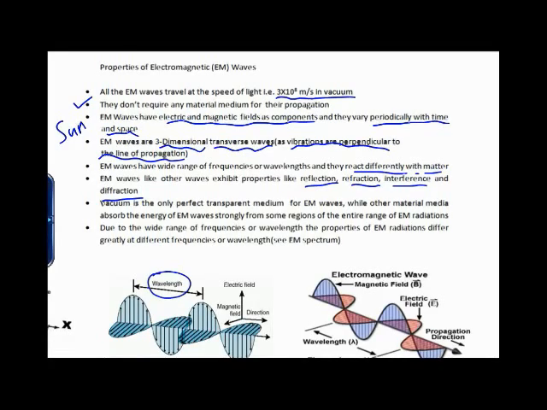Next, vacuum is the only perfectly transparent medium for electromagnetic waves, while other media, like water or air, absorb the energy of electromagnetic waves strongly in some regions of the entire range of electromagnetic radiations. This will be clearer when you study the electromagnetic spectrum. The next point, due to the wide range of frequencies or wavelengths, the properties of EM radiations differ greatly at different frequencies or wavelengths. We will be discussing the electromagnetic spectrum in the next tutorial.